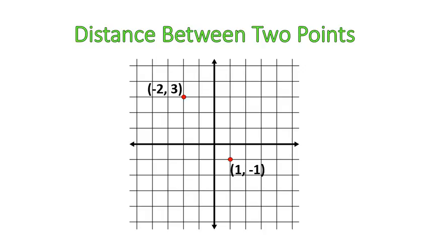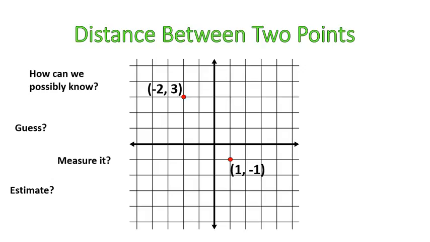If we're given these 2 points, what might be some ways that we could possibly know how far it is from -2, 3 down to 1, -1? Well, I guess we could measure it. We could grab some kind of measuring device. We could estimate. We could guess. Just tell me. Well, I'm going to show you a way that we can find the distance between these 2 points.